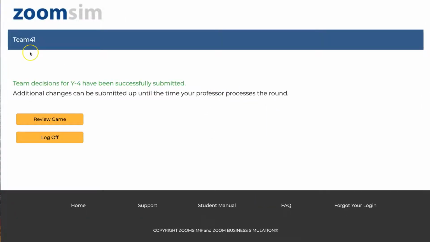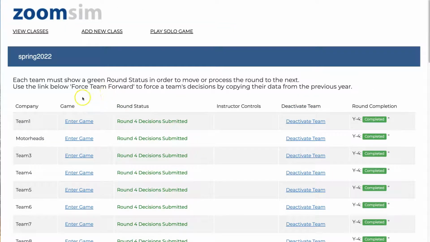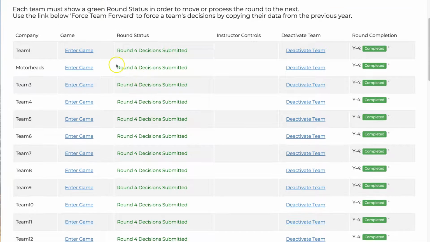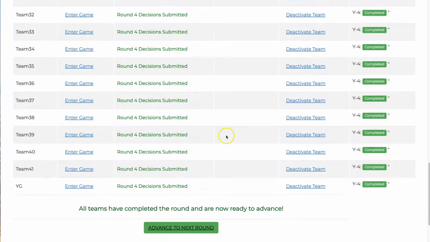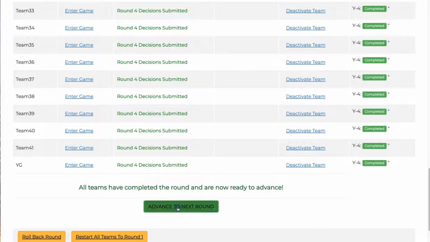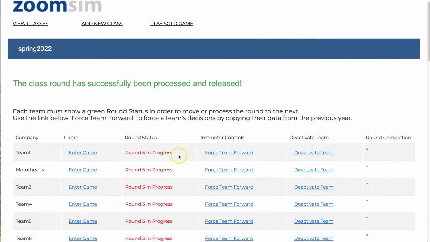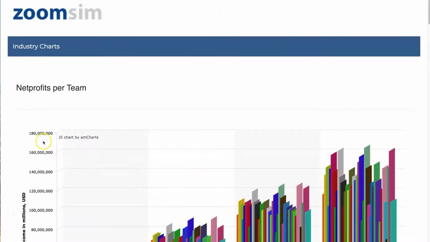Now I'm going to go in and process the round, and we'll come back and we'll see what the results are. So this is a little behind the scenes. When I process the round, I have to make sure it shows me that all the teams have completed their work, and once all the teams have completed the work, I can advance to the next round. And now we're in round 5. So let's see how the class did and how I did in round 5. Okay, so let's take a look.